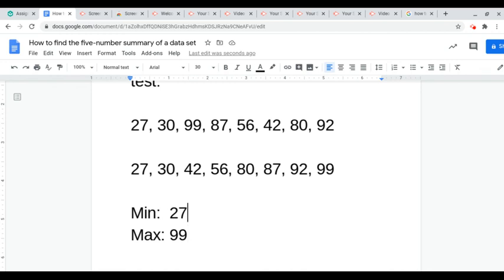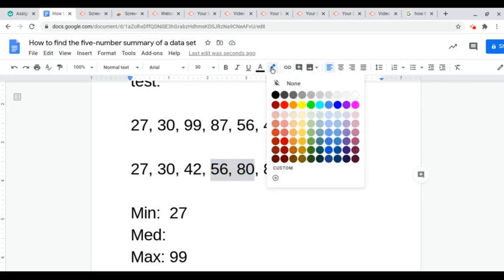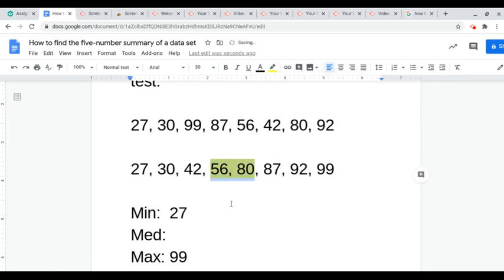So now what we're going to do is find the median. When we put the values in order from least to greatest, we'll notice that there are going to be 2 values in the middle this time. So 56 and 80. I'm going to highlight those. Now, how do I find the median if there are 2 numbers in the middle? Well, I'm just going to take the average of both of them.